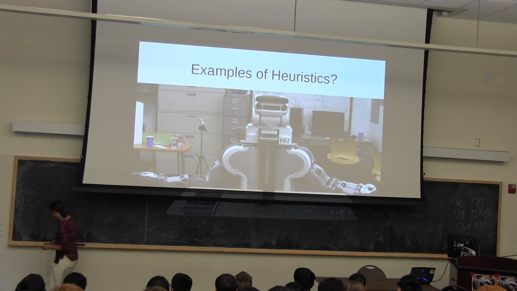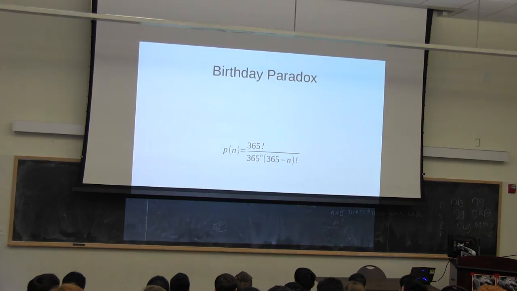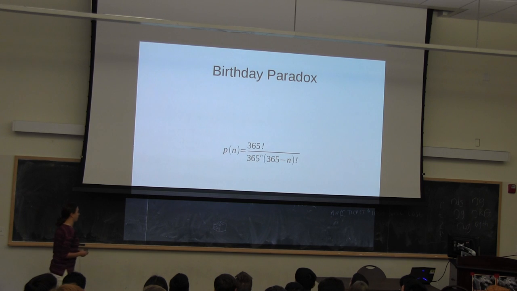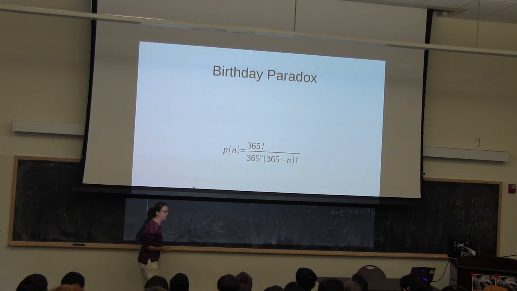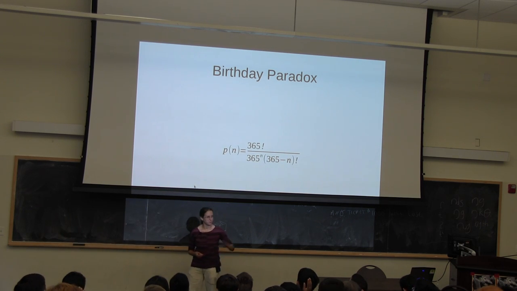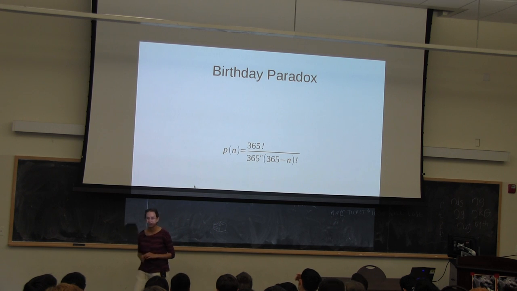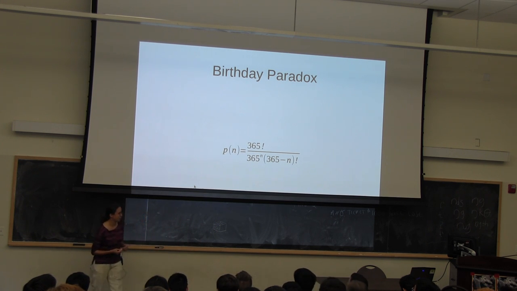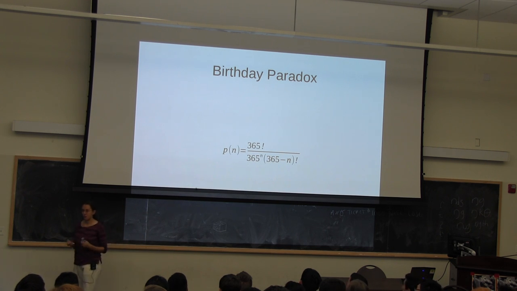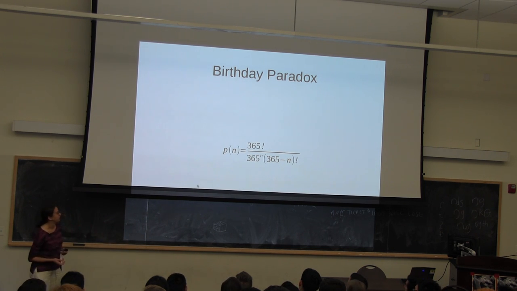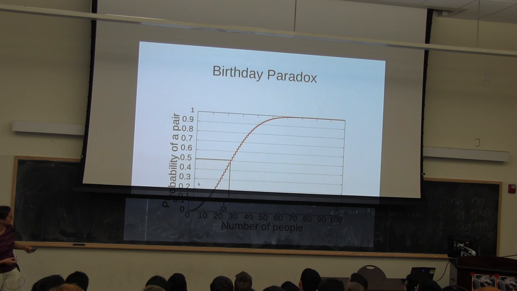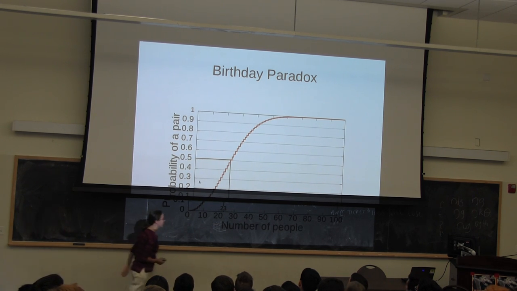All right. So now what we're going to do is switch gears a little bit. Who's heard of the birthday paradox? Most of you. This is a paradox that says that if you have a sufficiently large number of people in the room, it's very likely that there will be at least one pair that shares a birthday. This is the formula for computing it, and this is a graph of the probability.